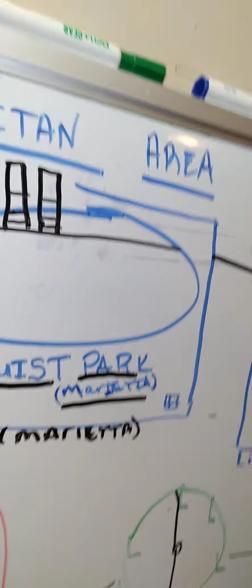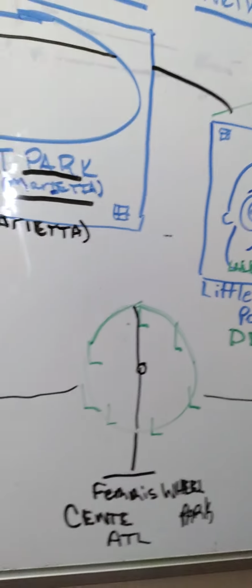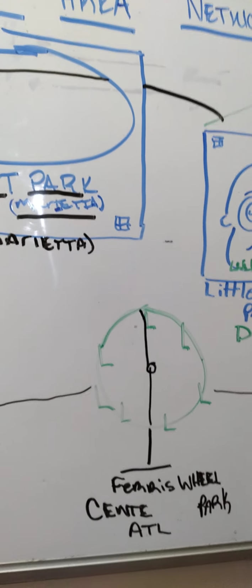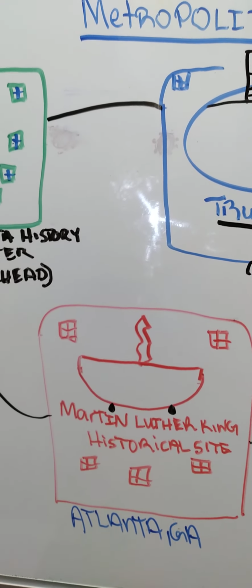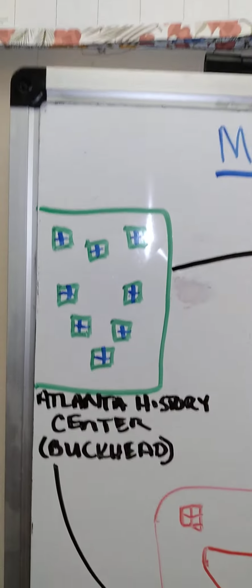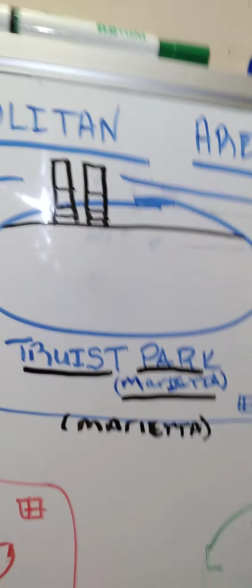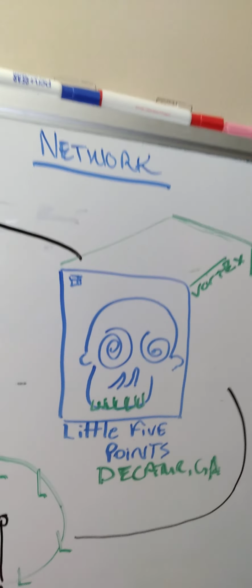So the first one is Truist Park. The second one is Little Five Points. And a third one, the Ferris wheel in Centennial Park, and that's in Atlanta. And Martin Luther King Historical Site, that's in Atlanta. And Atlanta History Center, and that's in Buckhead. Truist Park is in Marietta. Little Five Points, I consider it Decatur.